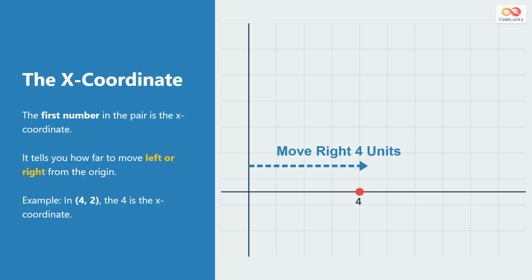Let's break down the pair. The first number is the x-coordinate. This number tells you how far to move horizontally along the x-axis. A positive number means you move to the right, while a negative number would mean moving to the left. In the example (4, 2), the 4 tells us to move 4 units to the right from the origin.